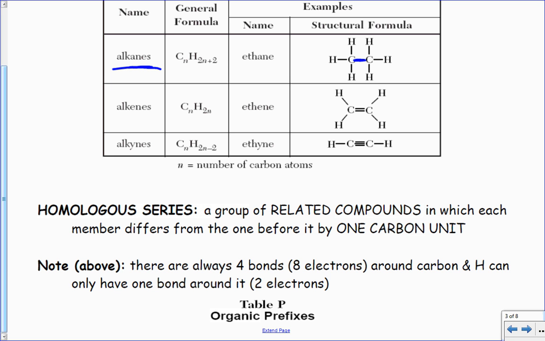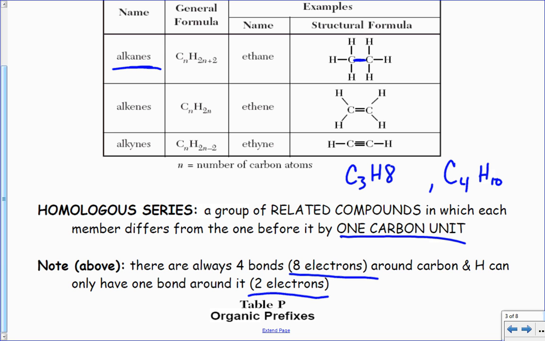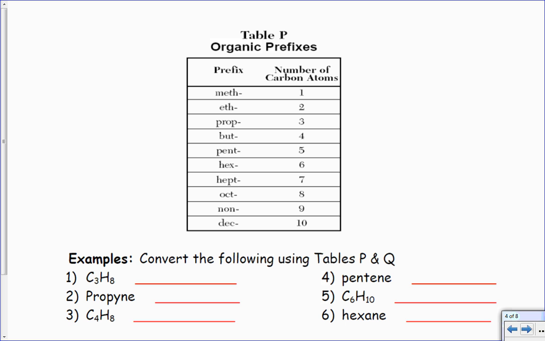Well, if I have C3H8, whoops, that should be a little 8. The next thing in the homologous series is C4H10. That's all. One carbon unit adding on or deleting. I'm part of this homologous series, if you will. There's always 4 bonds or 8 electrons around carbon, absolutely, a little bit of review, and only 2 around hydrogen. So we've got to remember that as far as making these. That's part of the rules.